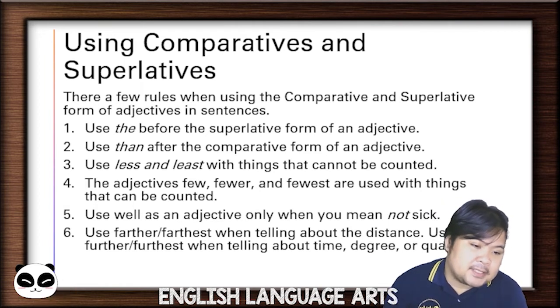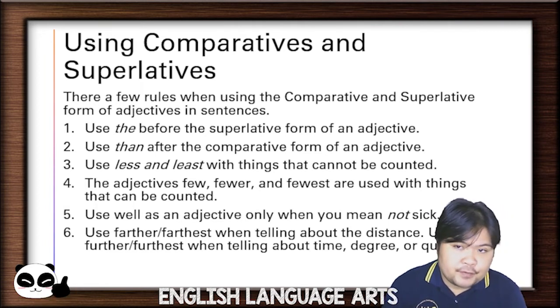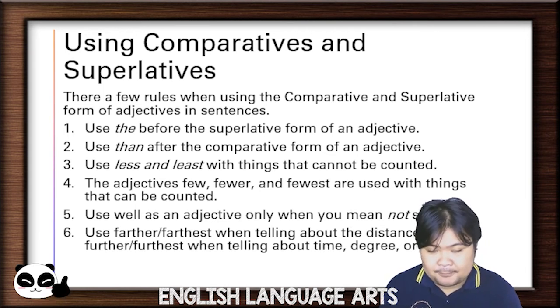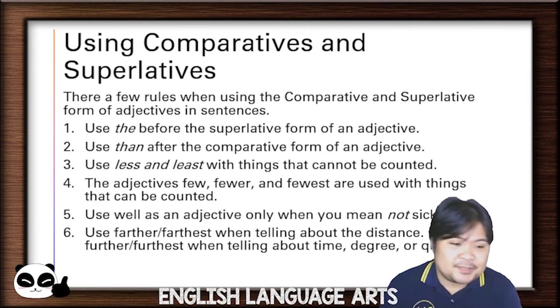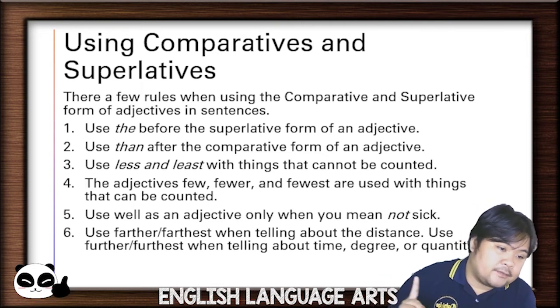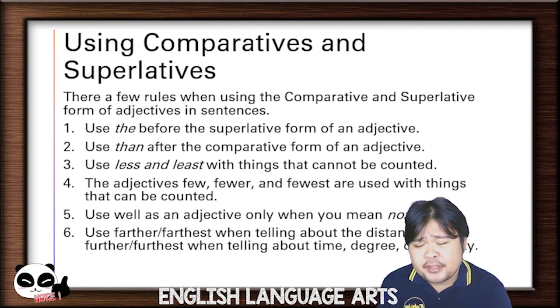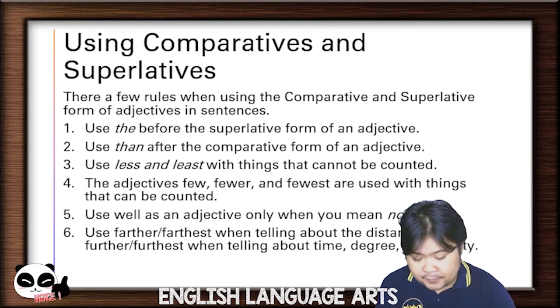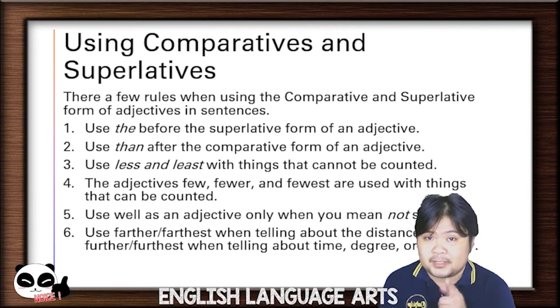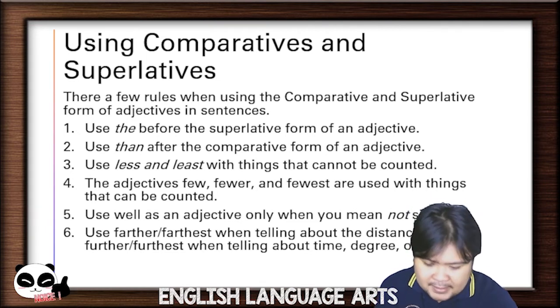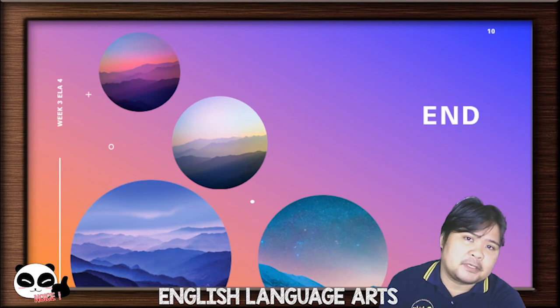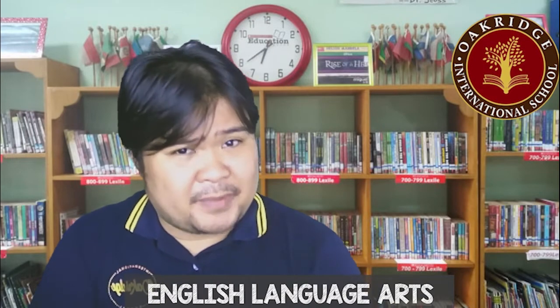And then number six, when you say farther, farthest, this is distance. Further and furthest refer to time, degree, or even quantity. So basically, the rule of thumb is when you say farther, from the word far, you're talking about distance. Further refers to everything else. When you'd like to add, you'd like to explain further. See what I did there? Okay. That pretty much ends our lesson for this topic, using adjectives to make comparisons.